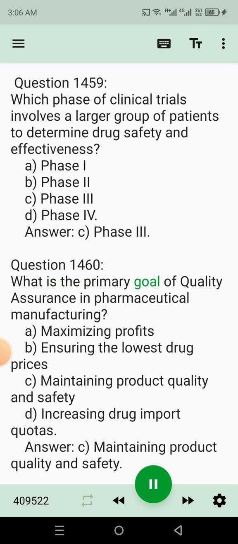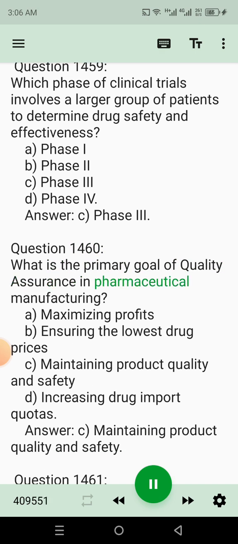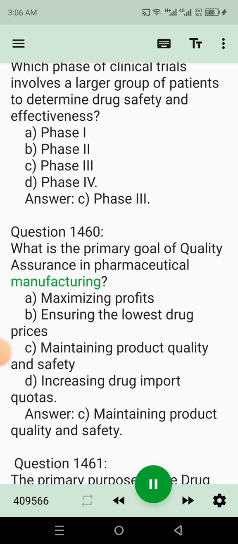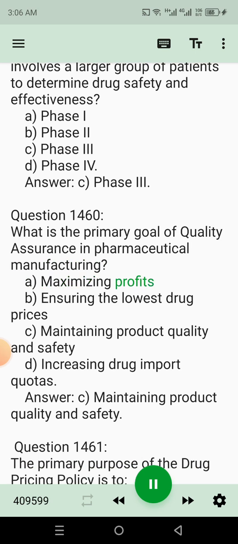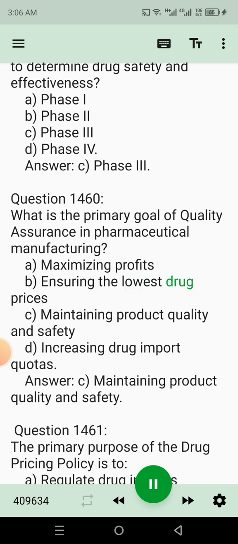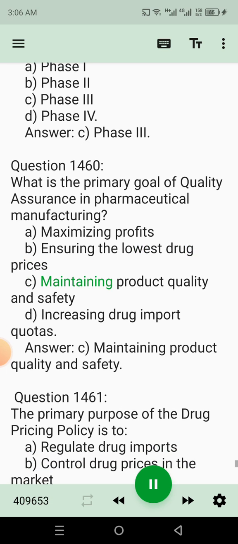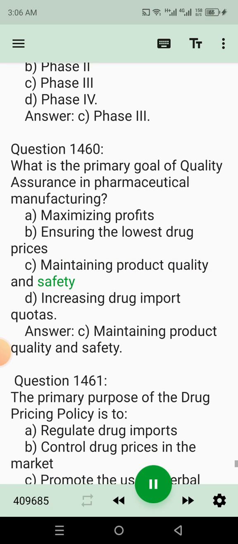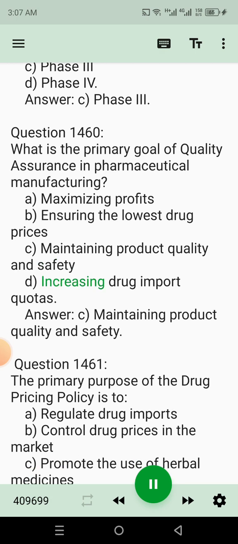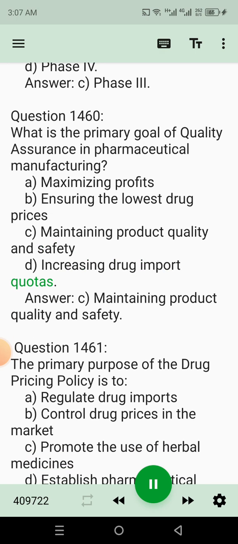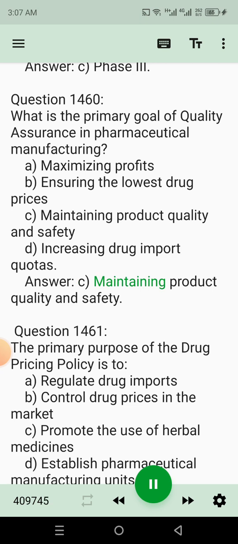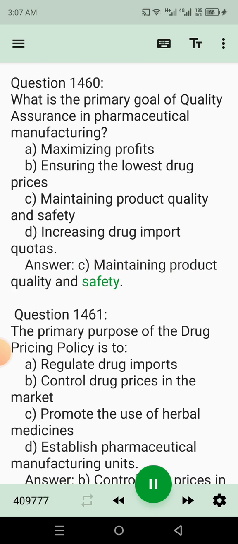Question 1460. What is the primary goal of quality assurance in pharmaceutical manufacturing? A. Maximizing profits. B. Ensuring the lowest drug prices. C. Maintaining product quality and safety. D. Increasing drug import quotas. Answer. C. Maintaining product quality and safety.